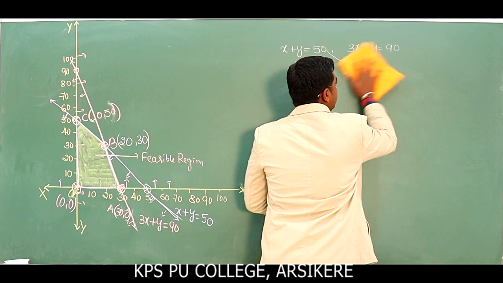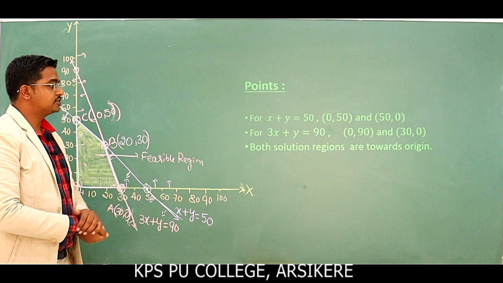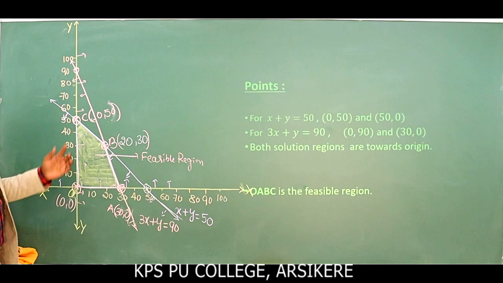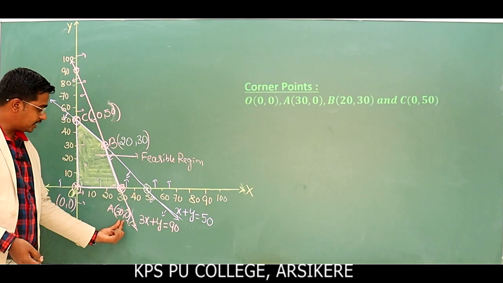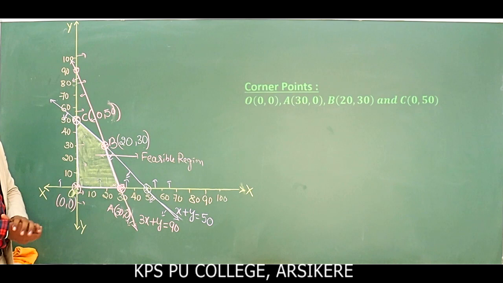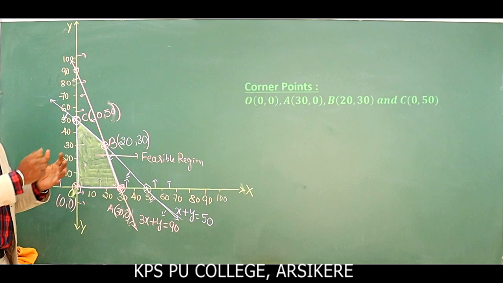Okay. Next slide. So here OABC is the feasible region. This region is called the feasible region. Next. So what are the corner points here? O is 0 comma 0, A is 30 comma 0, B is 20 comma 30 and C is 0 comma 50. Okay. So next we need to find the value of the objective function at the corner points.